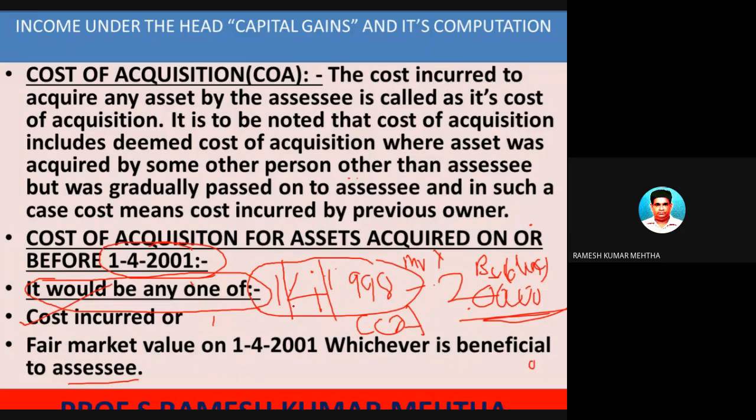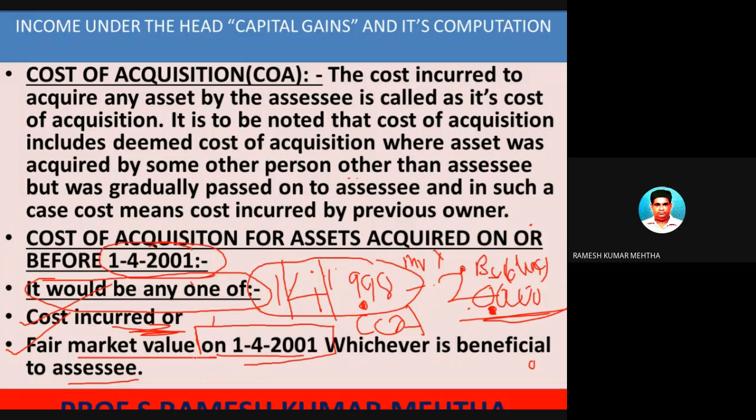One is cost incurred. What is the cost incurred? 2 lakh rupees. What is the fair market value? This fair market value will also be given in the problem, the fair market value on this particular date, which is 1/4/2001, as far as this building is concerned. See, in 1998 the cost of this building was 2 lakhs. So that point you got the answer.